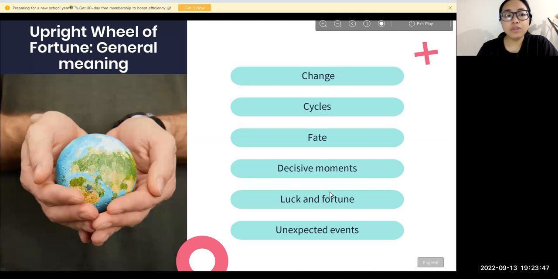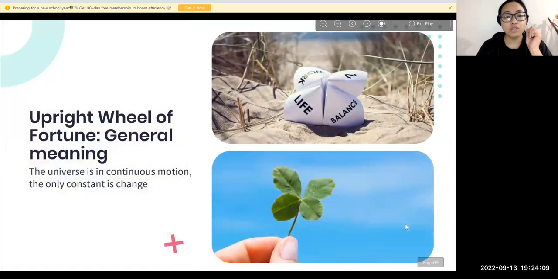And so when the Wheel of Fortune comes in a general meaning, which means what? This card actually means change is coming in your life. A cycle of change is coming, a change of fate is happening. If something good is going to come in your life, a very decisive moment, luck and fortune are coming, and very unexpected events are going to happen in your life. So this is a life-changing moment.